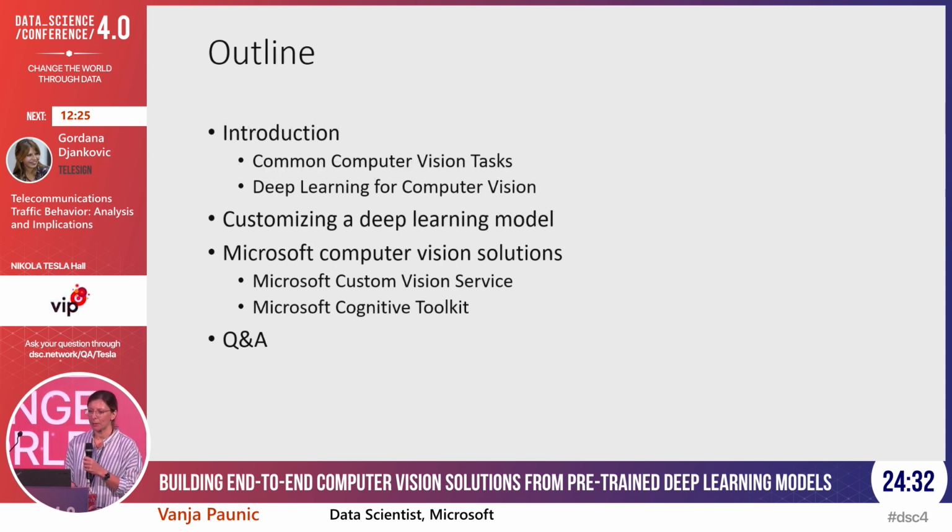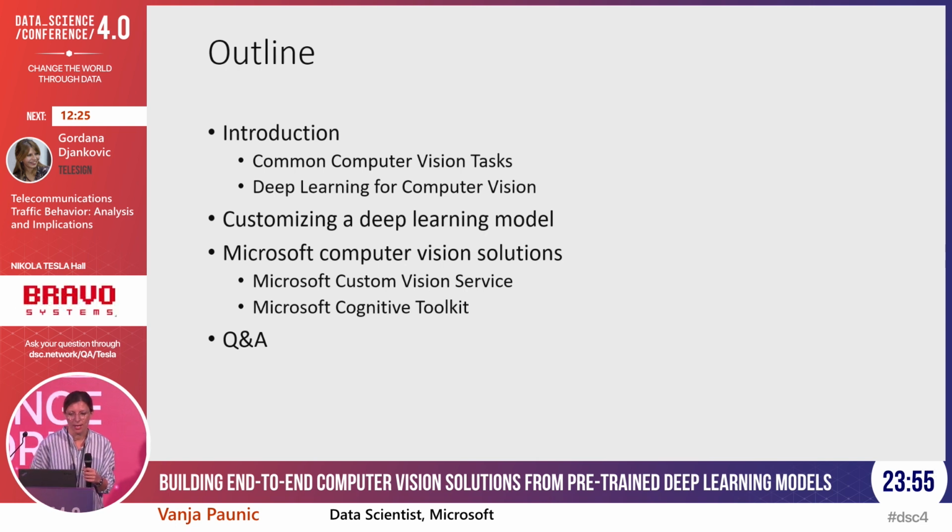So I'll briefly introduce some concepts in computer vision here, with some common computer vision tasks we work with. Then I'll follow up with how deep learning is applied in computer vision as a setup to how we can easily customize pre-trained deep learning models to new computer vision problems. Then I'll introduce some Microsoft computer vision services that are aimed at AI developers to more easily develop computer vision solutions from pre-trained deep neural networks.